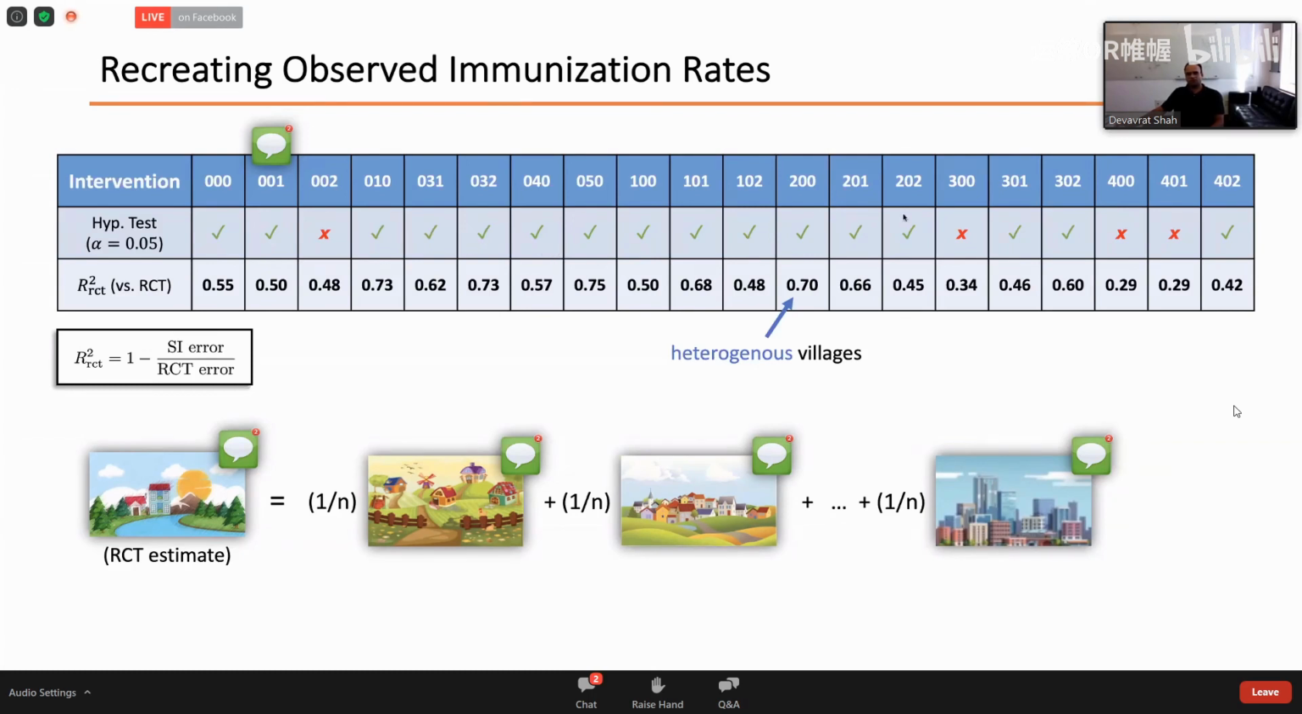For some, the hypothesis test is rejected, and hence we cannot trust those results. For the ones where we can trust the results, what seems to be the case is that our R-square is pretty high, which seems to suggest that there is serious heterogeneity in villages. In particular, RCT is not a good proxy for them.